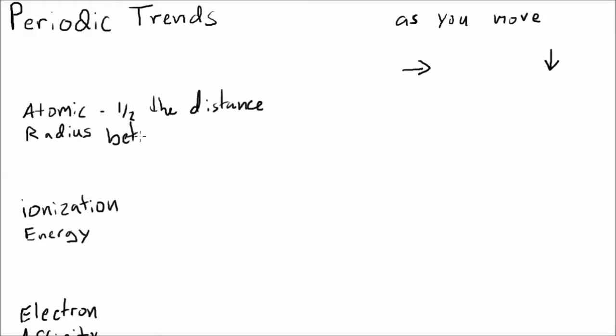between the nuclei of two identical atoms that are bonded together. If you always just think of atomic radius as the size of an atom from its center to its outer edge, that's basically what they're measuring.